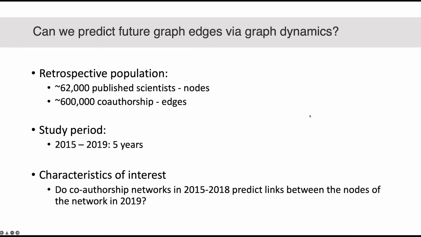That's the idea. Okay, so we tried to explore the extent to which this might be possible. And we did this by trying to predict future graph edges via graph dynamics. More specifically, we took 5 years of data. So we went to 2015 through 2018, and we said, hey, let's study how these authors of the papers, the scientists, were connected to each other. And then let's see if we can predict who's going to work together in 2019, so 1 year later.